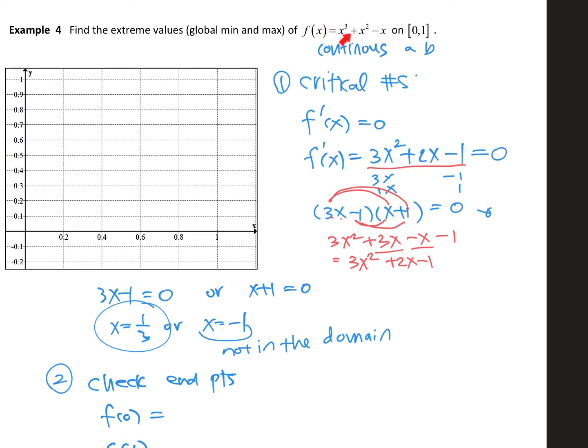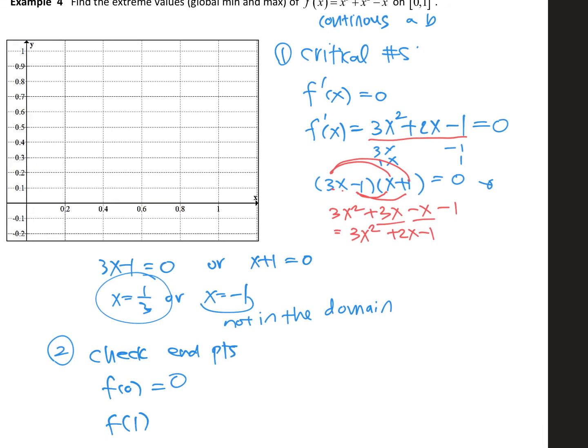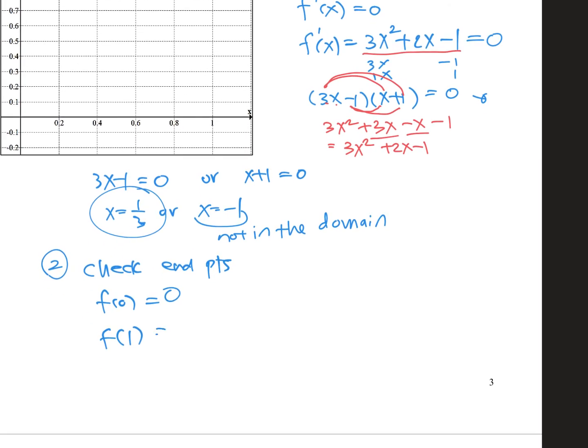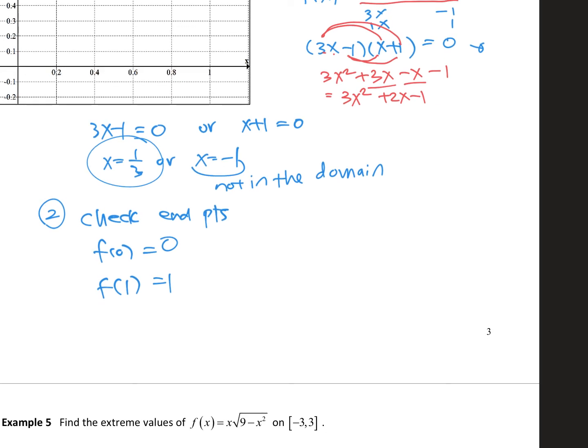I want to see how high the graph goes. So when x is equal to 0, just plug it in: 0 plus 0 minus 0. That's just 0, right? And then plug in the endpoint 1. Plug in 1 here: 1 plus 1 minus 1, so that's 1. Another point.